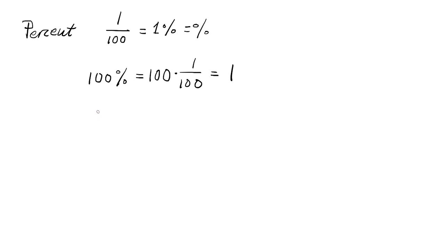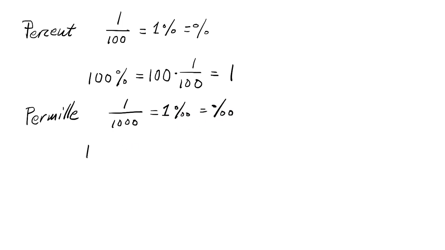And then we can also talk about permille. And that's part per thousandth. And that we can write as 1 permille, or just this. And then in this case we have 1,000 permille, is 1,000 thousandths. So this is just 1.